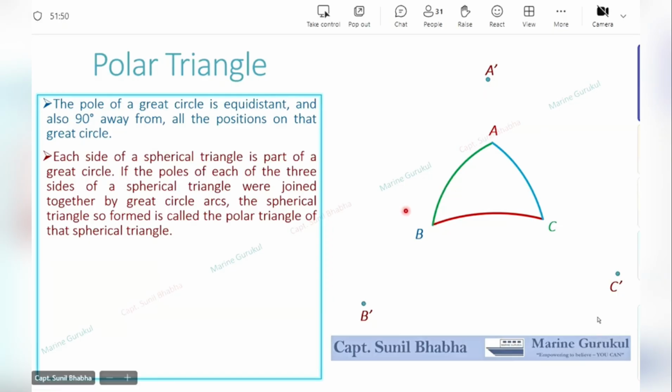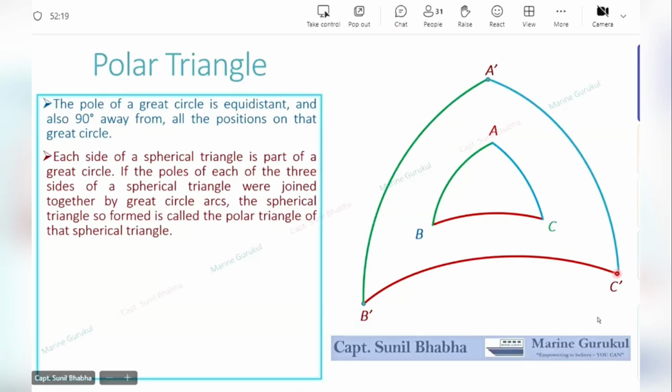Now we have the poles of all the three sides of our spherical triangle. Let's join these poles using great circle arcs. So let's join Alpha dash to Bravo dash using a great circle track. You can see the great circle track now, which is joining Alpha dash to Bravo dash. Let's now join Bravo dash to Charlie dash using another great circle. You can see this red color great circle joining Bravo dash to Charlie dash. And let's now join Alpha dash to Charlie dash using another great circle. This blue color great circle is joining Alpha dash to Charlie dash.